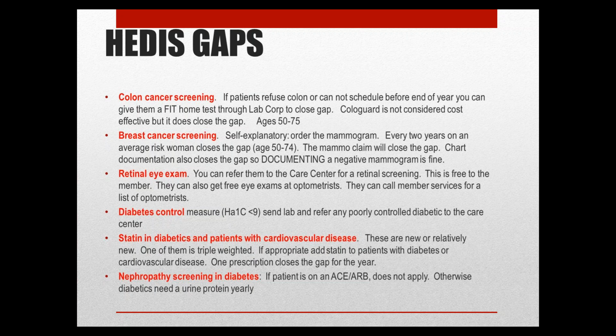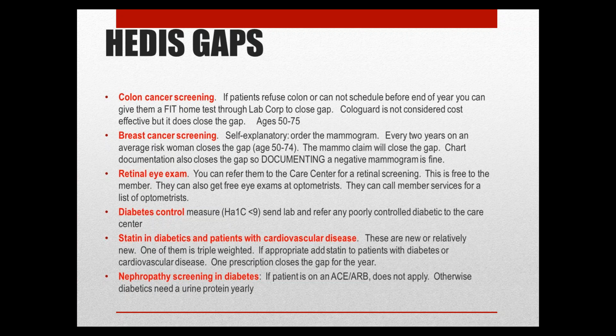Diabetes control, it's really important that we get all our diabetics less than 9. If you have somebody that's not controlled and we need to do that before the end of the year, please just send the lab and refer them over to the care center. They have a special diabetes section that'll have the nurse educators. They'll work with them closely, make sure they can afford their medicines, and try and get that diabetes controlled under 9 before the end of the year.